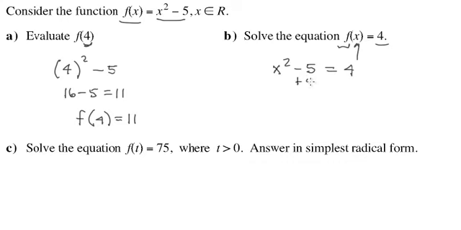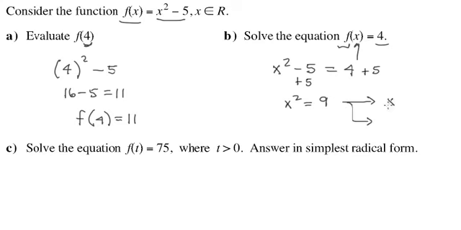Add 5 to each side because we're trying to solve this for x. And you get x squared equals 9. Careful. What are the answers to this? Yeah, there are 2.